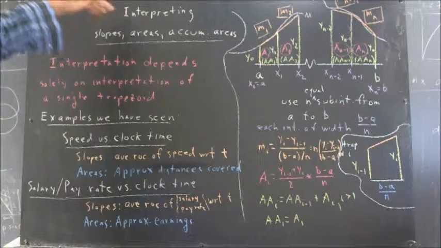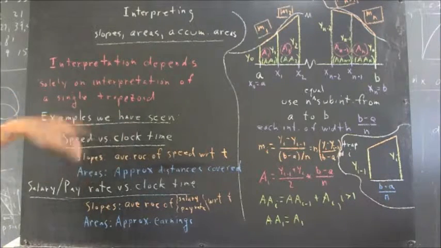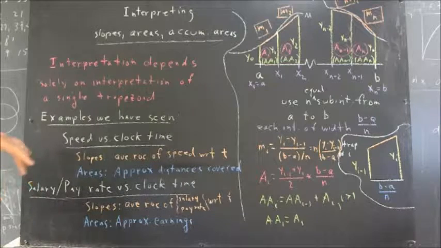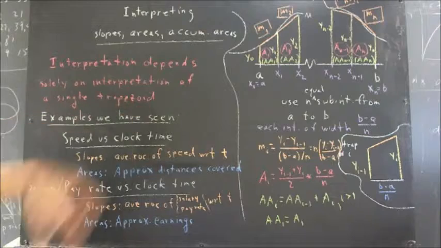Okay, let's talk about interpreting slopes, areas, and accumulated areas. The whole point here is that the interpretation depends solely on the interpretation of any trapezoid. Now, say interpretation of a single trapezoid. Examples, and we've seen these examples.